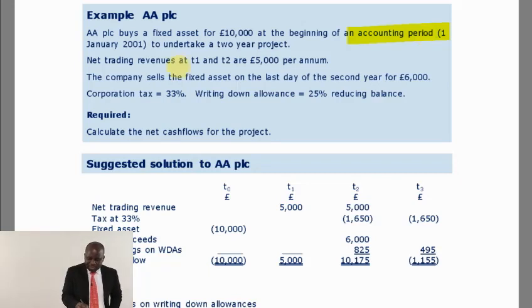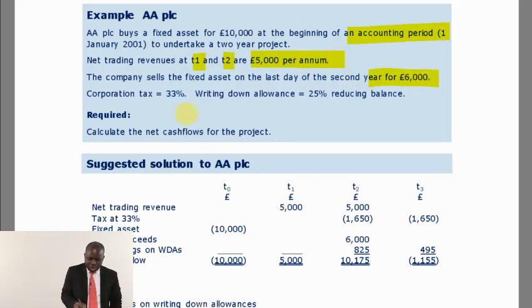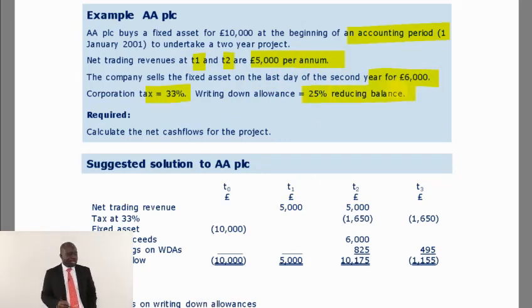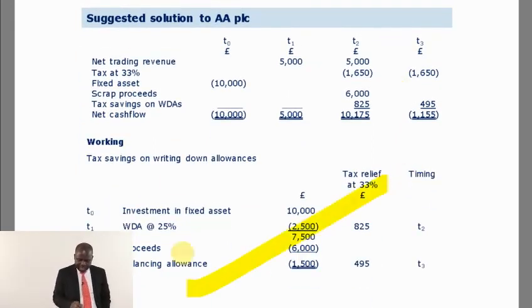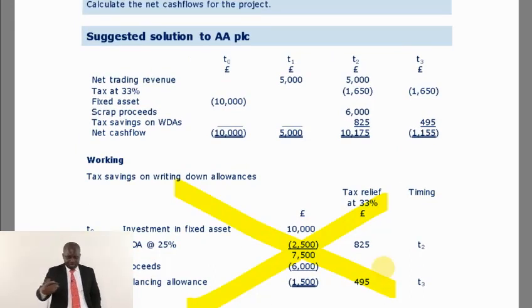Okay, net trading revenues at T1, T2 are $5,000 per annum. The company sells the fixed asset on the last day of the second year for $6,000. Corporation tax is 33%. Written down allowance is 25%. We are not going to use this primary school thing again, I told you, because we have to use the 75% rule. It's faster.